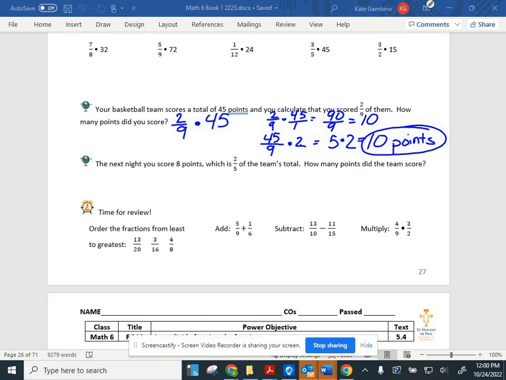And then we have our review questions. So we always look back, do I remember previous objectives? Because we're coming near the end of our unit. Next week we will be testing. So you need to know how to work with these fractions.